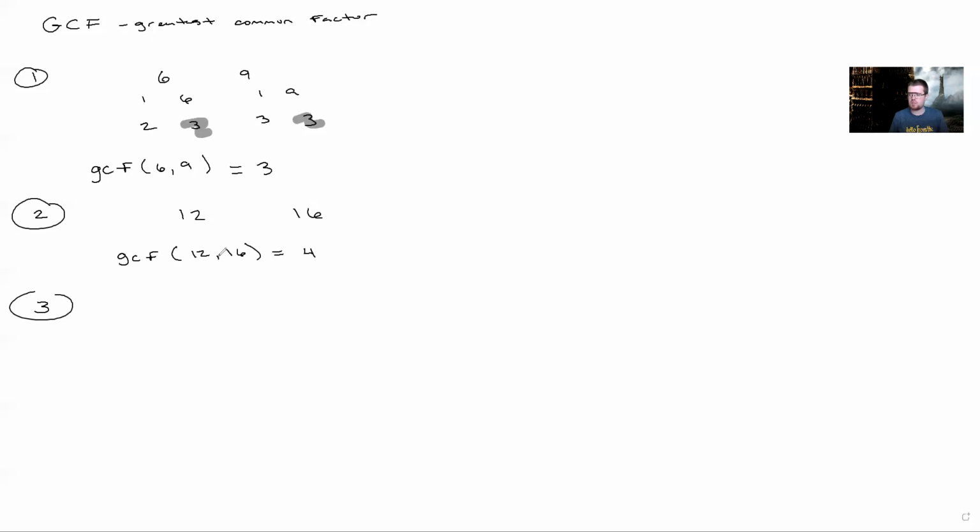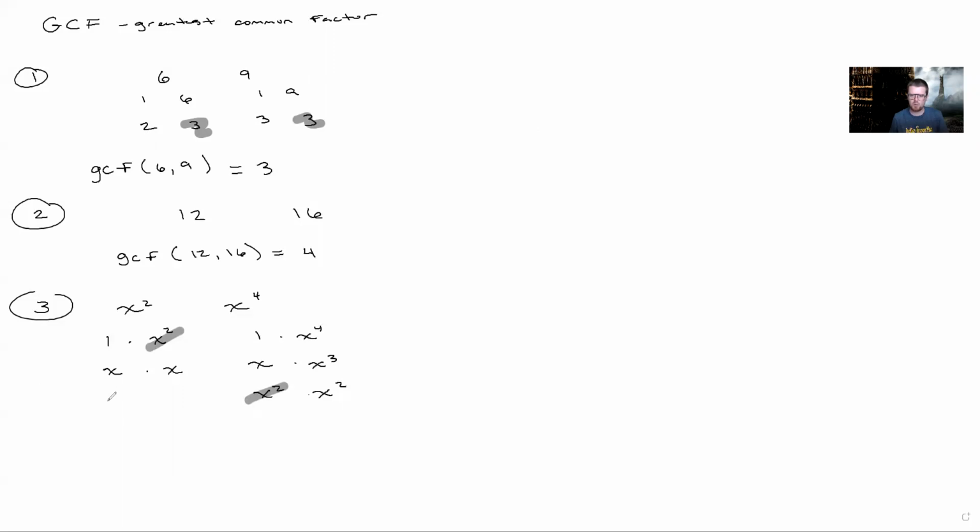Just like integers, variable expressions or exponential expressions can also have factors, and they can therefore have a greatest common factor. So for instance, if I take something like x squared and x to the 4th power, just like we did in number 1, you could write out the ways of multiplying to get x squared. You could have 1 times x squared, or x times x. For x to the 4th power, you could have 1 times x to the 4th power, or x times x cubed, or x squared times x squared. So you're looking at all the common factors, and then you're looking for the greatest common factor, which in this case would be x squared.